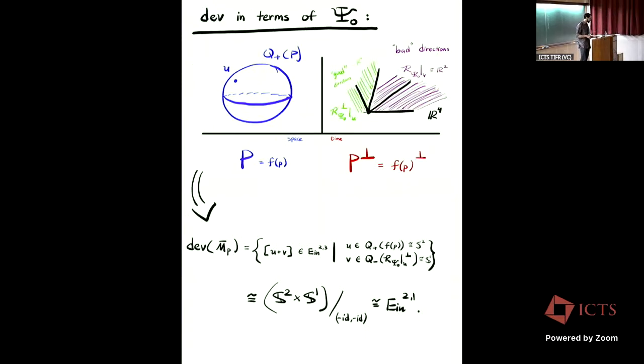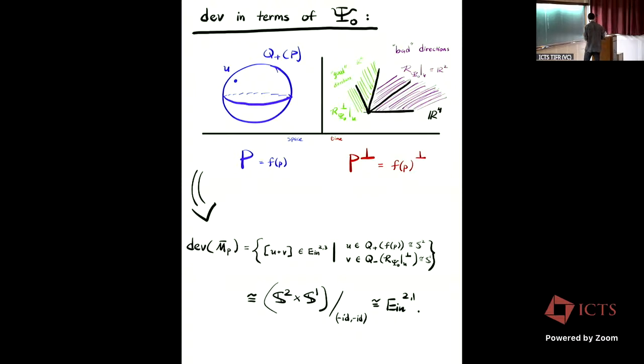And the summary of the previous slide is that the developed image of the fiber admits the following description. It's a set of lines, u plus v, where u lives in the space-like part of the Frenet frame, and v lives in the good directions relative to u. So this is psi naught at u perp. So u is chosen in a two-sphere, and v is chosen in a circle. But what you remember is that in the Einstein universe, we have this antipodal map we have to quotient by. So the developed image of the fiber is a product of spheres quotiented by this antipodal map, which is actually a copy of some smaller Einstein universe, Einstein 2,1.